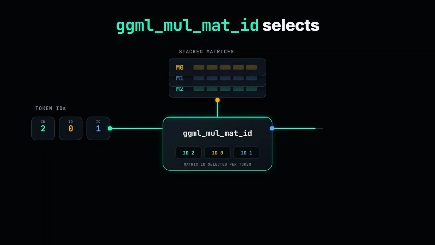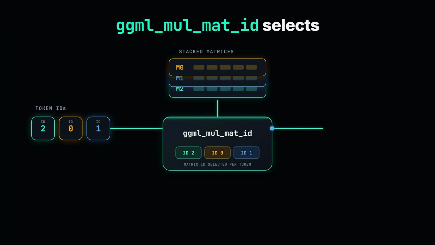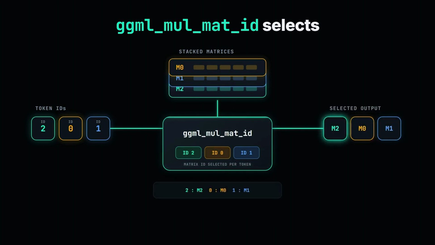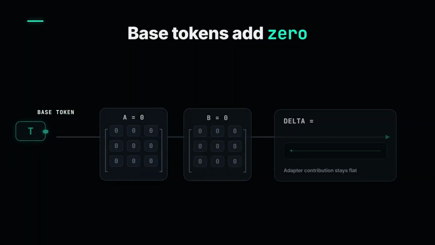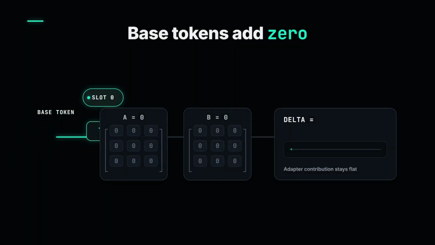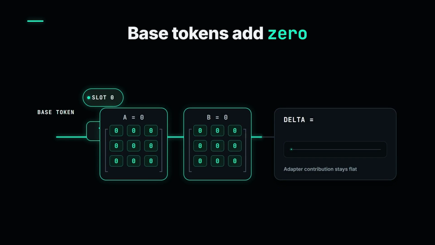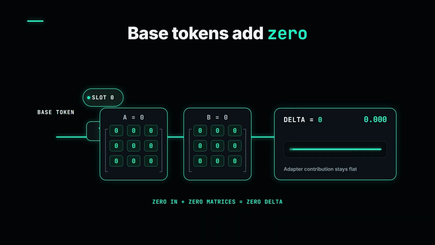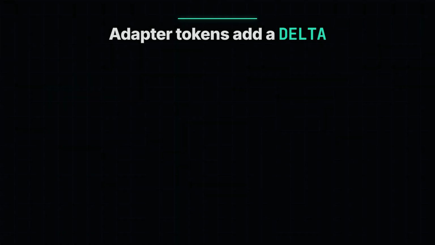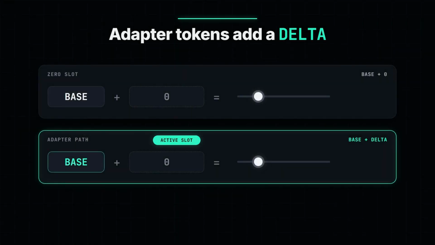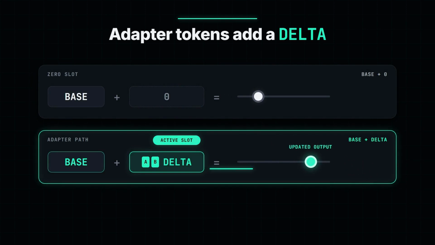llama.cpp uses ggml.multimatid over those stacked tensors, directly selecting the matrix ID assigned to each token. When the active slot is 0, the selected A and B slices are zero-filled, so the adapter contribution remains exactly 0. When another slot is active, its A and B slices produce a learned delta that is added to the base projection.